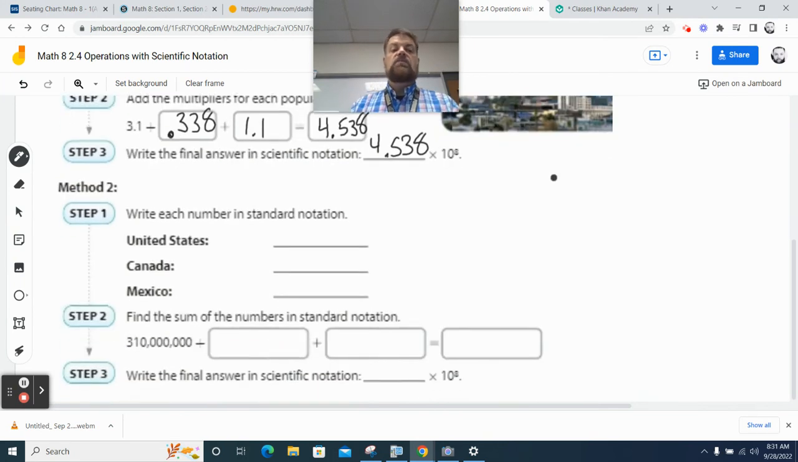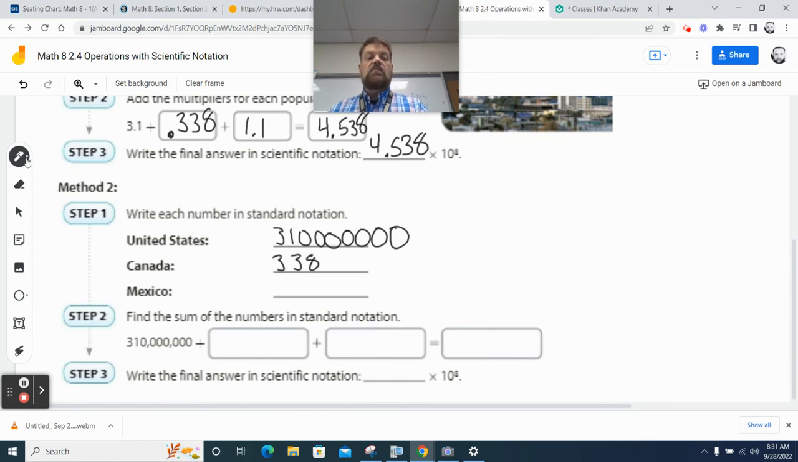All right, so now it said write each number in standard notation. So I did the first one. It was 3, 1, followed by 7 zeros: 1, 2, 3, 4, 5, 6, 7. The other one was 3, 3, 8, but I needed to move it 7 spaces. So I'm going to think, only 5, but 1, 2, 3, 4, 5, 6, 7. And you are correct. It's only 5 zeros: 1, 2, 3, 4, 5.